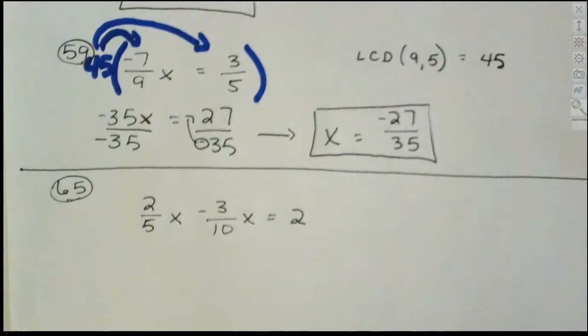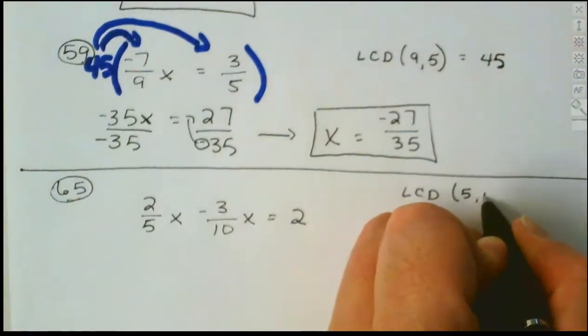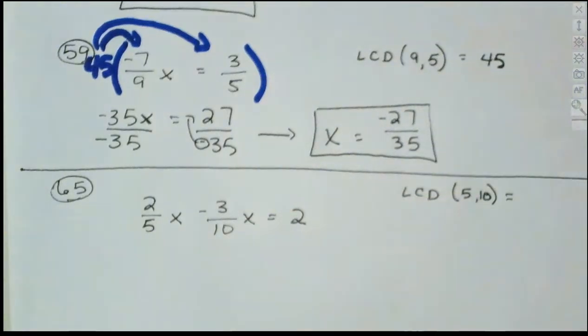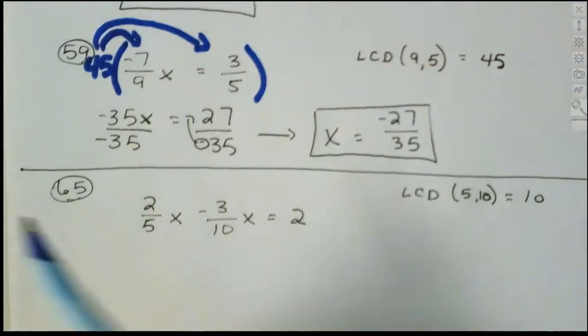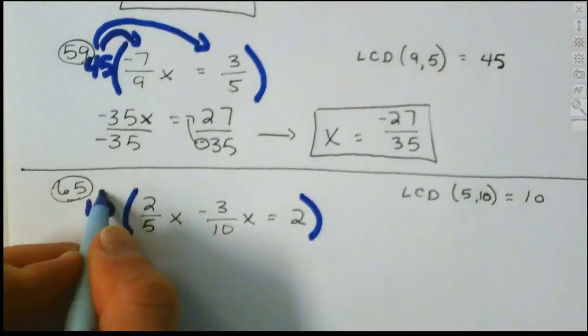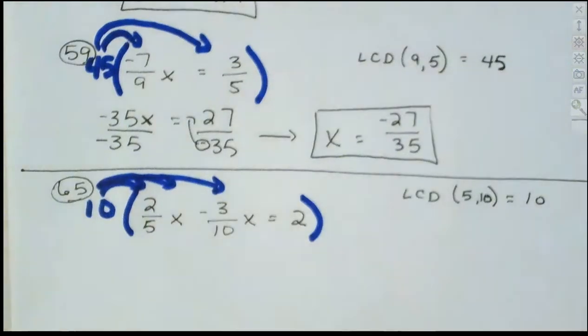Okay, so the least common denominator of 5 and 10 would be what? Would be 10, right? Because 10 goes into both. So that means we've got to multiply everything now by 10. So I'm going to put my 10 out in front. I'm going to draw my arrows. Divide by the number down below, multiply by the number on the top.